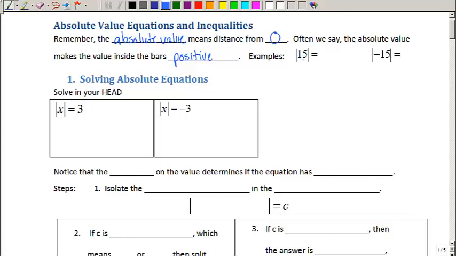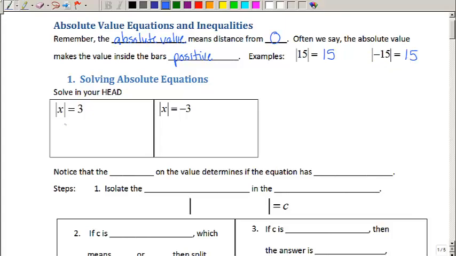For the absolute value of 15, the distance 15 is away from 0 is 15, or just keep the 15 positive. For the absolute value of negative 15, how far away is negative 15 from 0? Well, it's 15 units. Since distance can't ever be negative, it's positive 15. As a shortcut, students often like to think the absolute value of a negative is just equal to the positive part. So first we're going to solve absolute value equations.